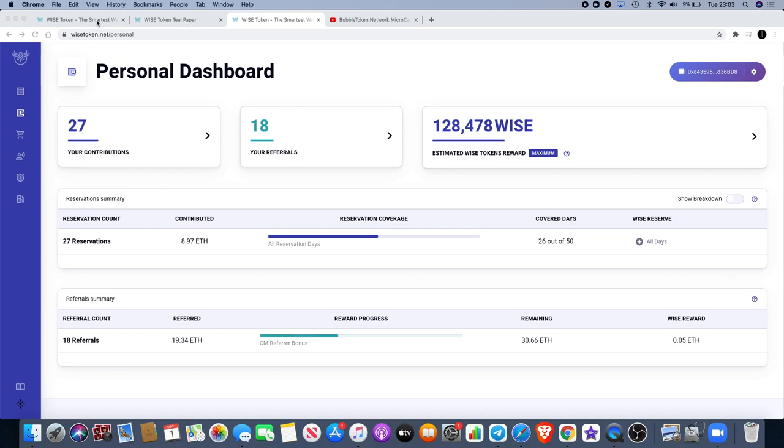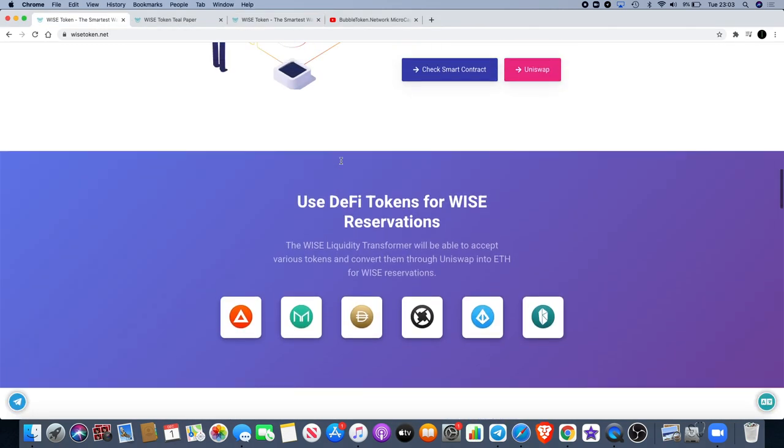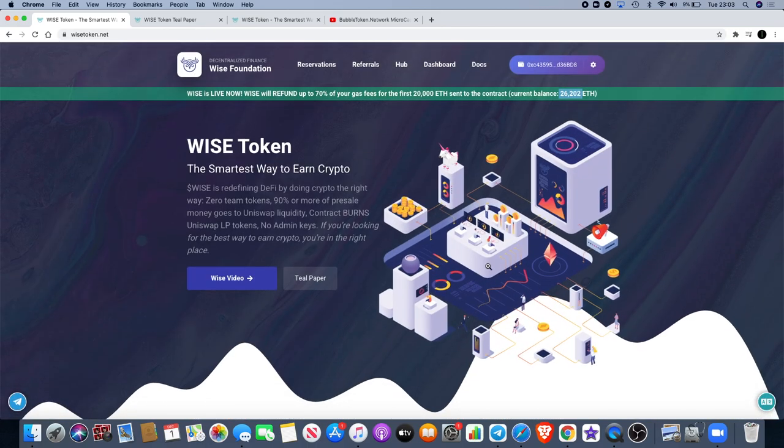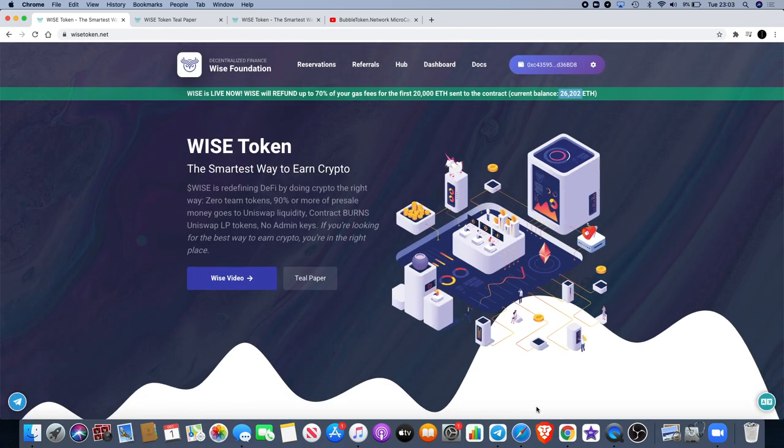So yeah, Wise Token, definitely something that I am extremely bullish on, and a lot of people are too as well. You're seeing a lot of YouTubers coming out with videos on it. And they're all putting money into Wise.